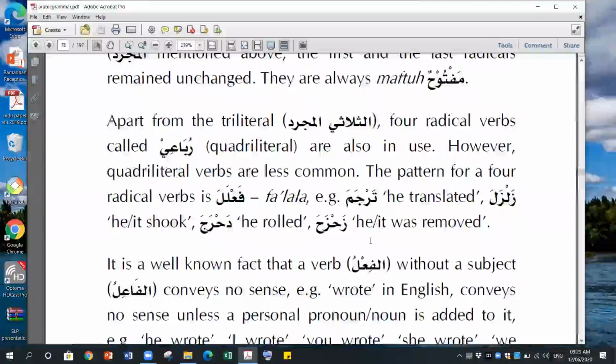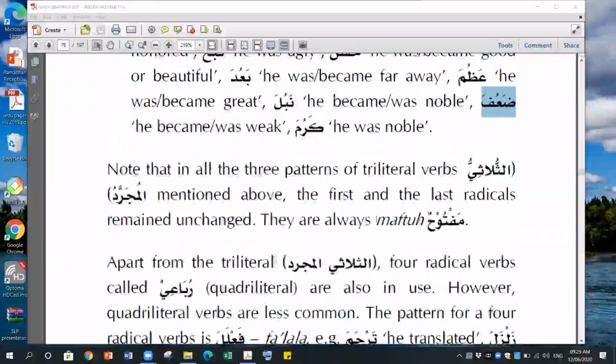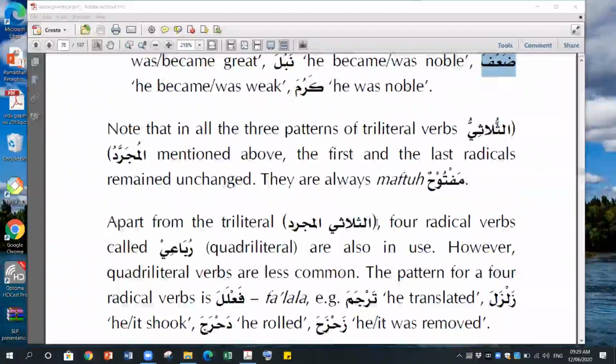Very little time is left, and I quickly want to take you to the table also. So these things are clear now. There are a total of 3 patterns: fa'ala, fa'ila, or fa'ula. Most of the words come on the fa'ala pattern.